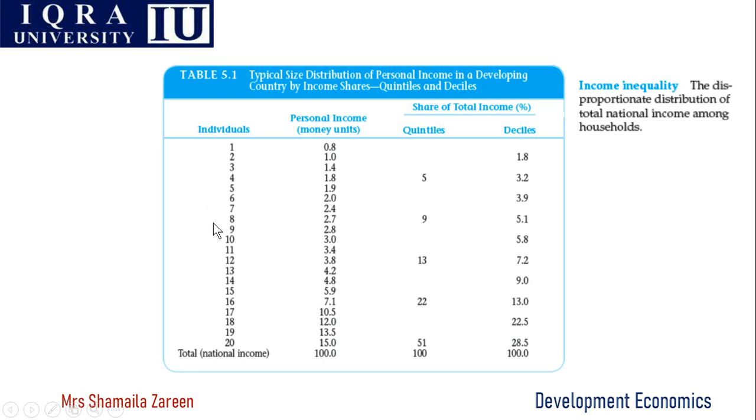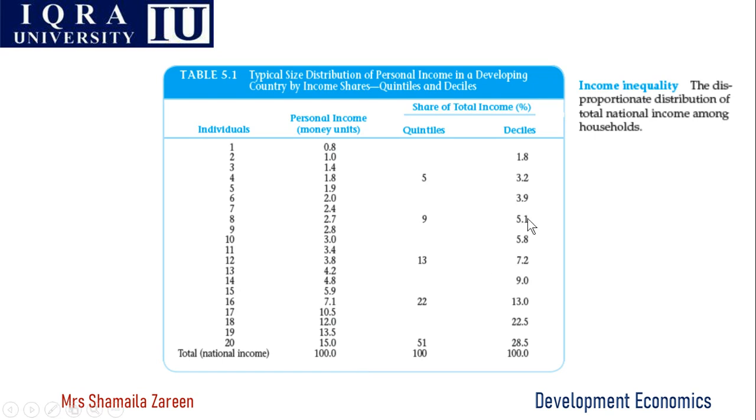You can see from here, from 1 to 20, 20 individuals. They are showing the entire population of the country, arranged in order of ascending annual personal income, ranging from the individual with the lowest income, which you can see from here is 0.8, to the highest, 15 units. The total or national income of all individuals amounts to 100 units and is the sum of all entries in column 2. If you add all these entries, you will get 100.